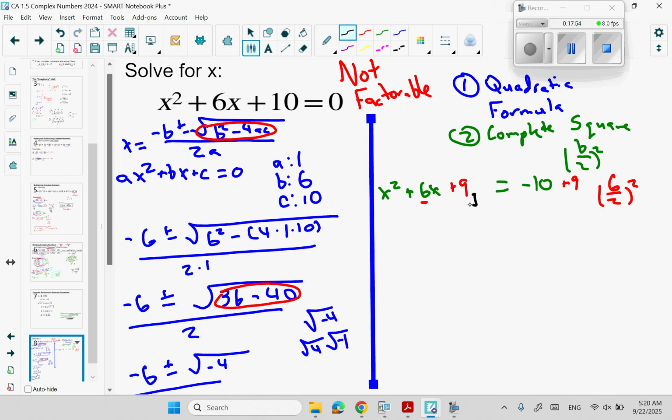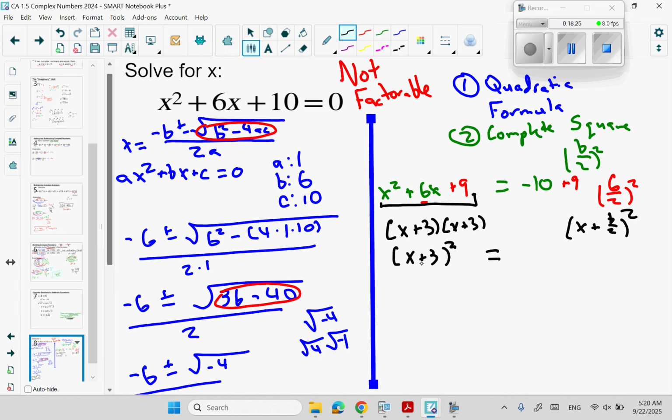What's the point of doing all this? Well, this is now factorable. In fact, it's going to be factorable for completing the square always. You end up with x plus b over 2 quantity squared, because conceptually what multiplies to 9 adds to 6? That of course would be 3 and 3. So we would get x plus 3, or x plus 3 quantity squared because you've completed the square.